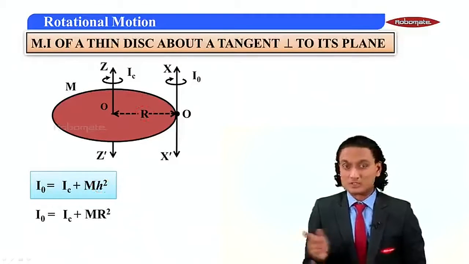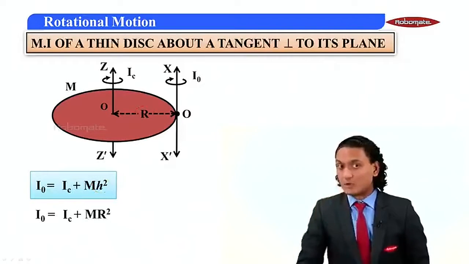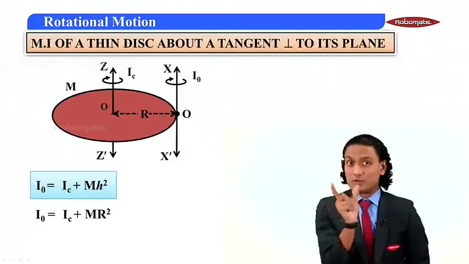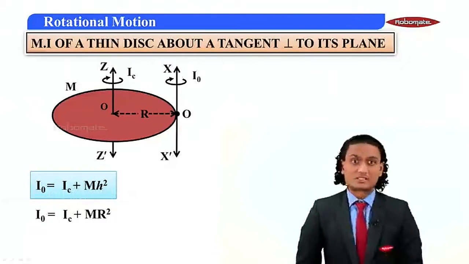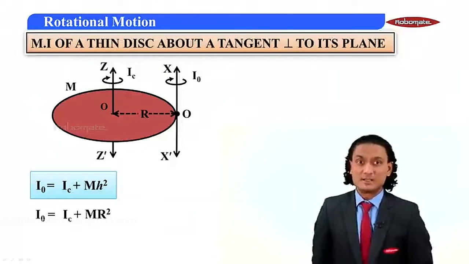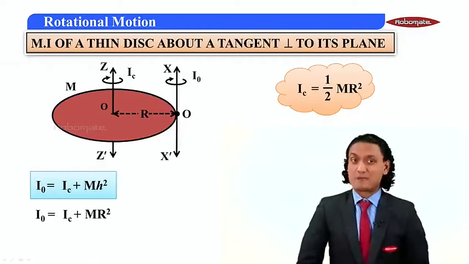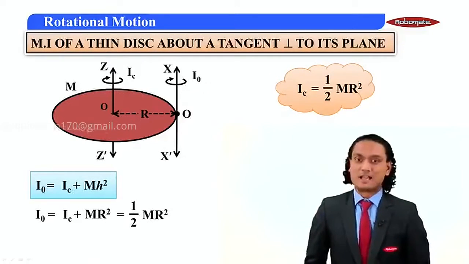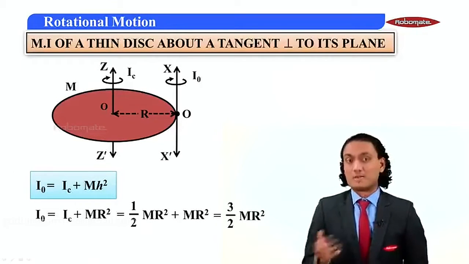Now students, what is I naught? We know I naught is IC plus MR square. We need to find out what is IC. We know the formula for IC. Yes, in the last module we already discussed this. What is IC? Can you remember? IC is nothing but half MR square. So then I naught can be written as half MR square plus MR square. You add them, what you'll get? You'll get 3 by 2 MR square.